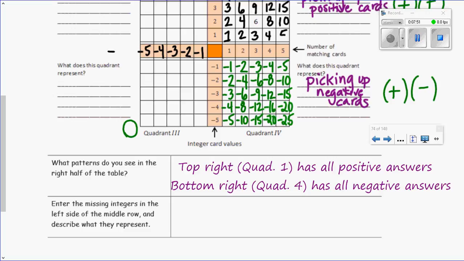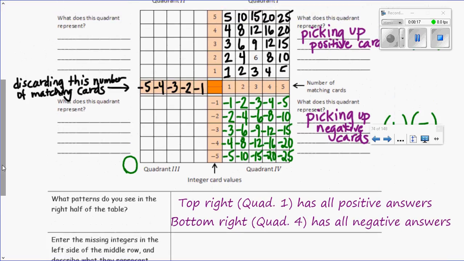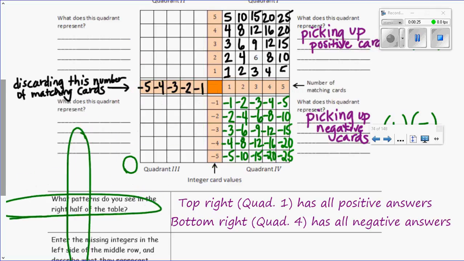Okay, so let's draw a little arrow here, kind of how they have the number of matching cards. So we're going to say we are discarding this number of matching cards. So now all of that is kind of like the axes, if you remember that going across is the x-axis and going up and down is the y-axis. So we kind of have those all done. I'm going to get that out of there, though, so that it's not confusing. We don't have too many markings up on our table.